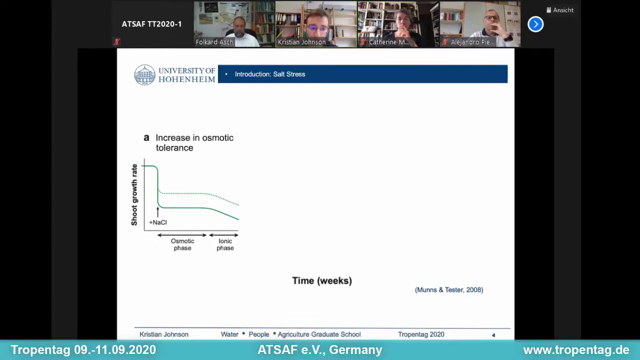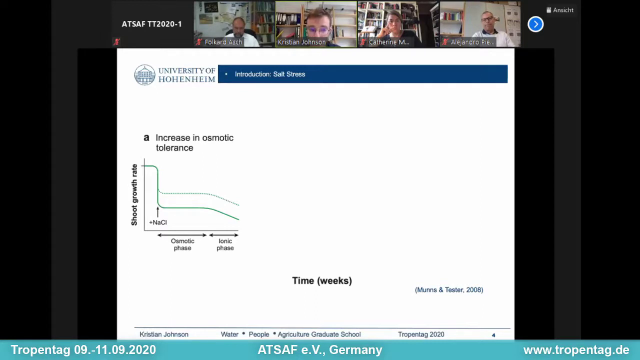So if we're looking at crops and saying, okay, we have salinity stress, here in our first graph we have shoot growth rate. This is just representing the theory which I just discussed, where as you can see, there's a steep drop in performance in terms of shoot growth rate once the plant is introduced to salt. And there's an initial period, a plateau, as the plant experiences osmotic stress, followed by eventual death as it goes into the ionic phase.